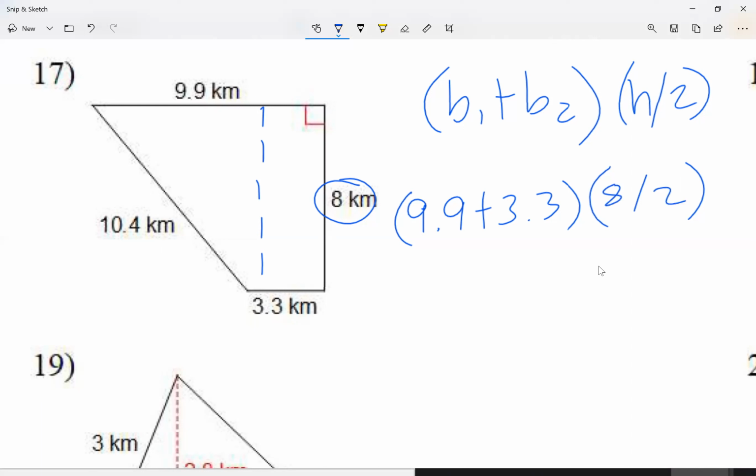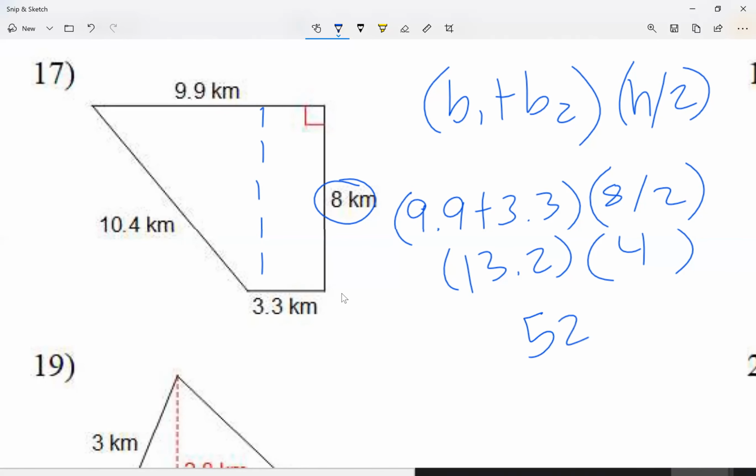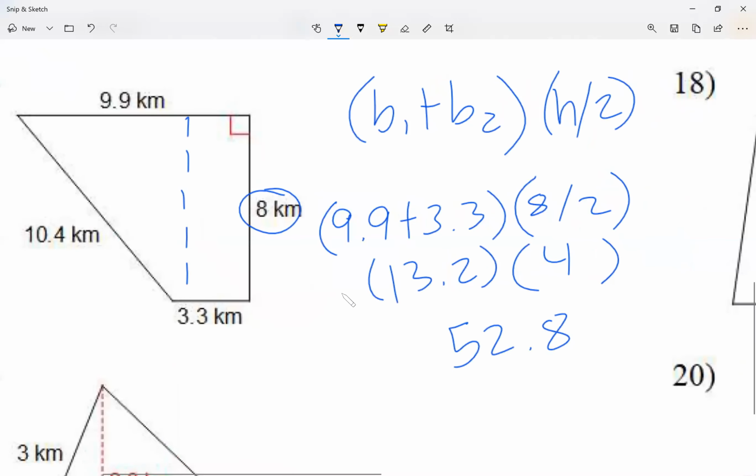All right, so here, let me go 9.9 plus 3.3. My first parentheses is 13.2. Remember, the second parentheses is height divided by 2. So 8 divided by 2, I'm going to call that 4. And then to finish this, let me multiply my two parentheses, 13.2 times 4. And my result will be 52.8. Nice. Let's take a look at question number 18.